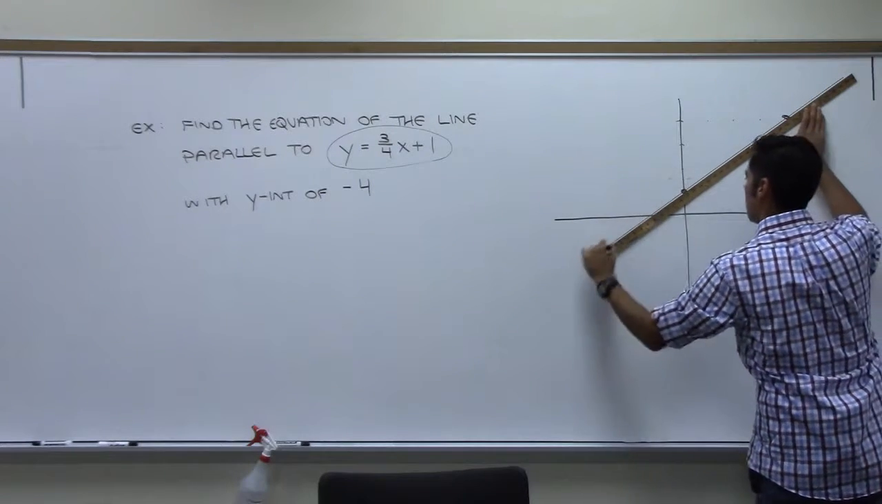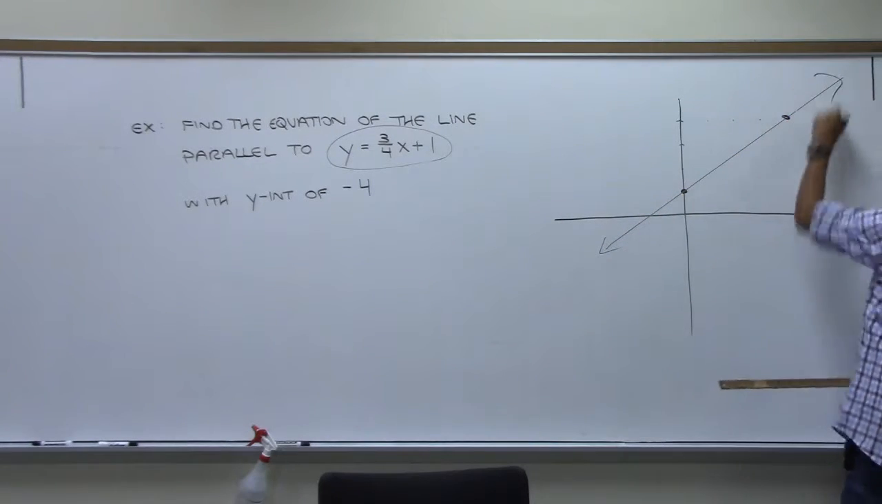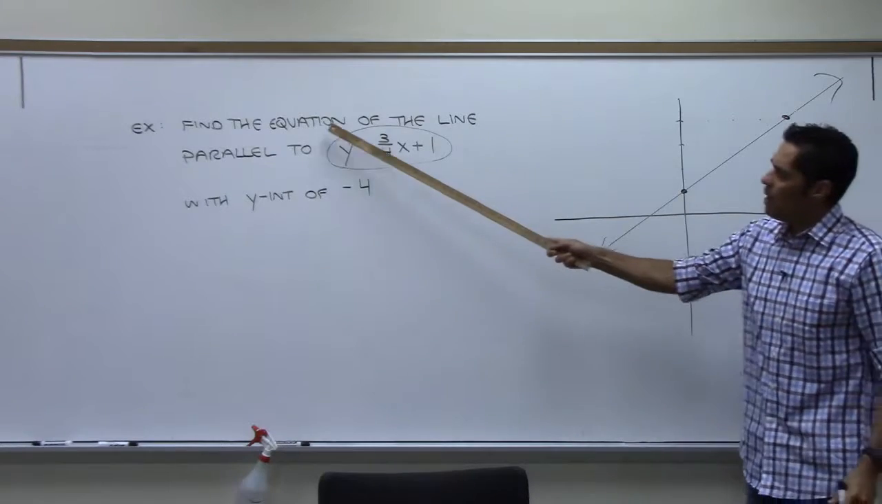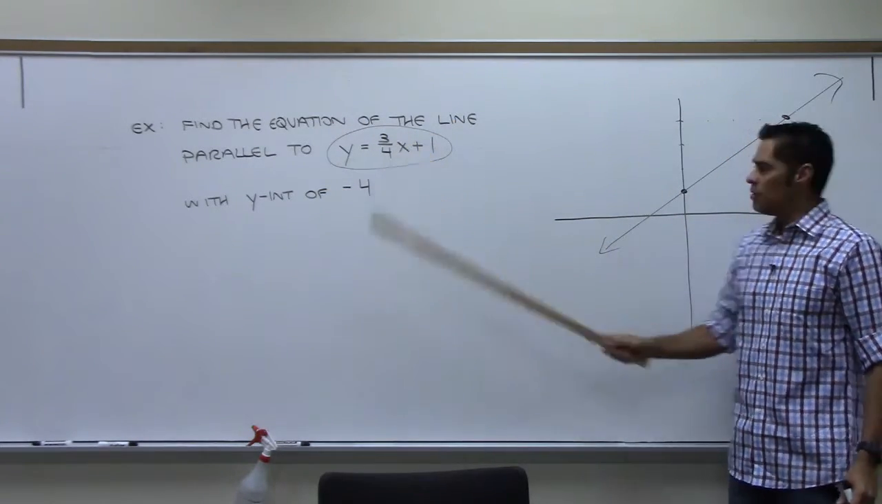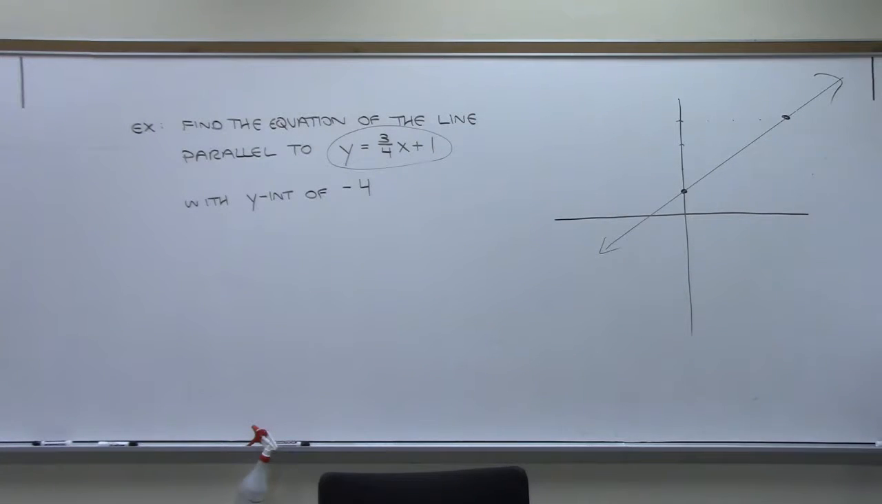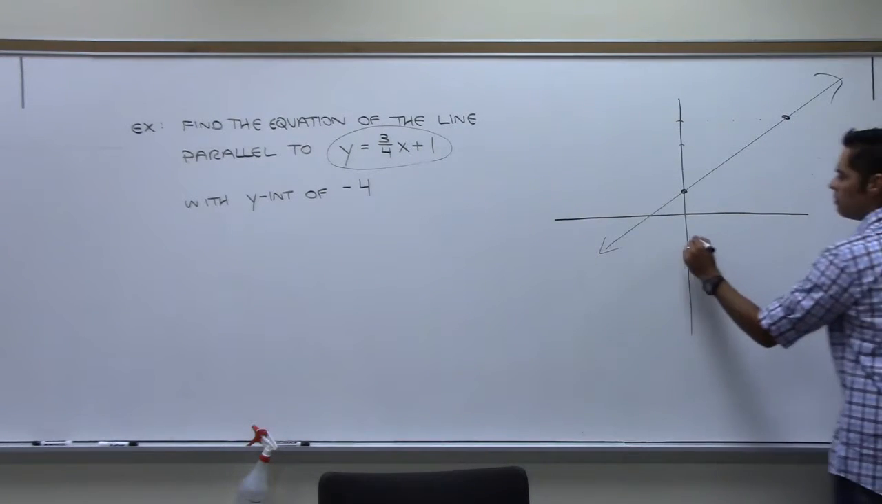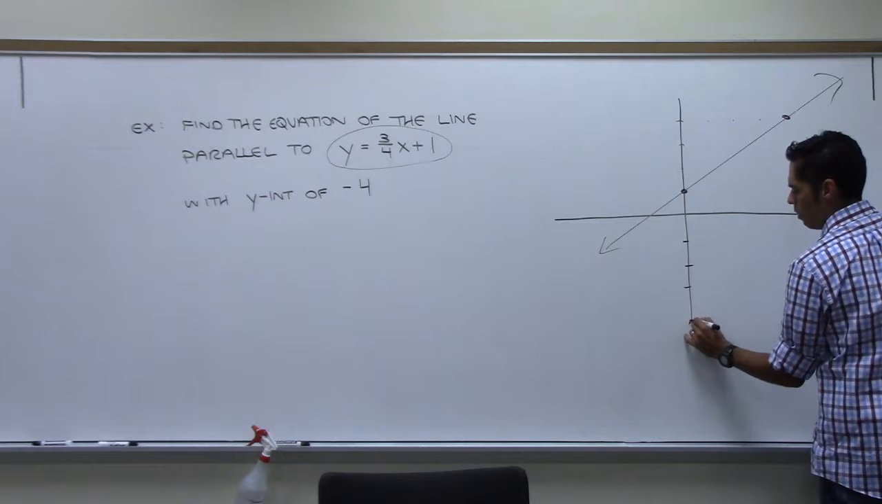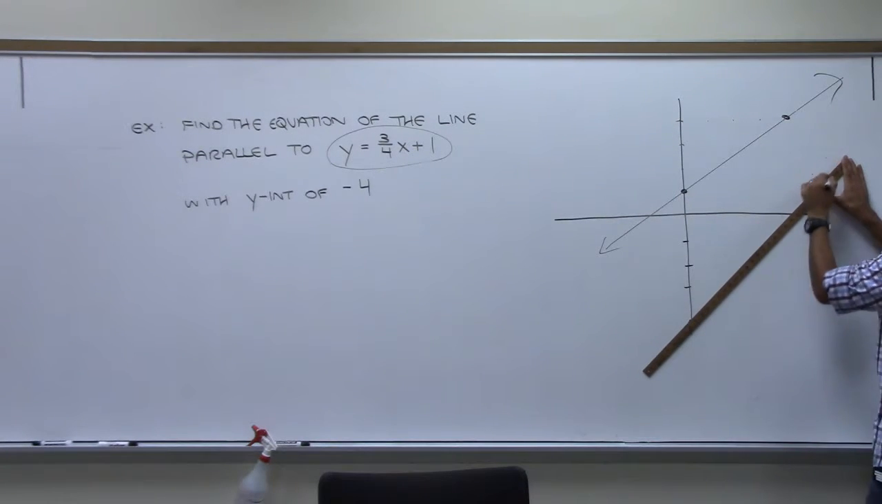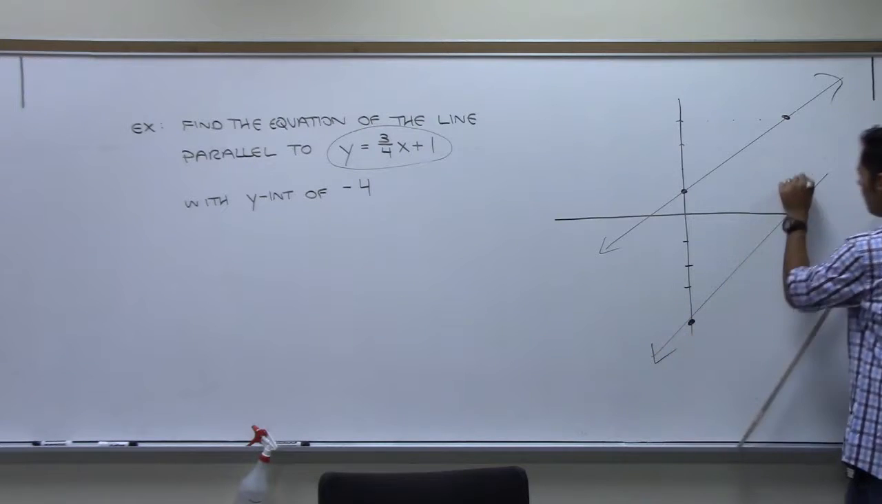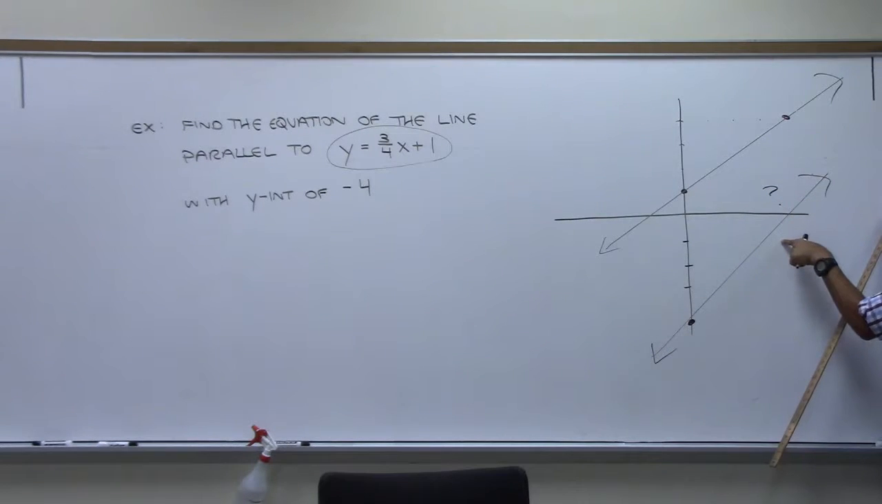And what we're looking for is the equation of the line that's parallel to this line. So it's got to be parallel to this line, but with the y-intercept of -4. So 1, 2, 3, 4. There is a line that's parallel to that one that goes through, right? This is the one we want. What's the equation of that line?